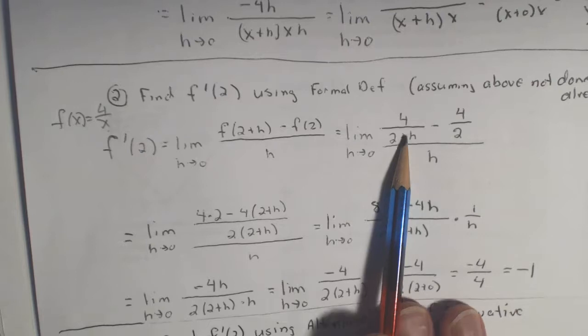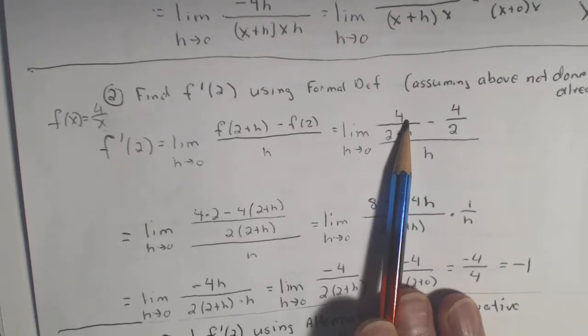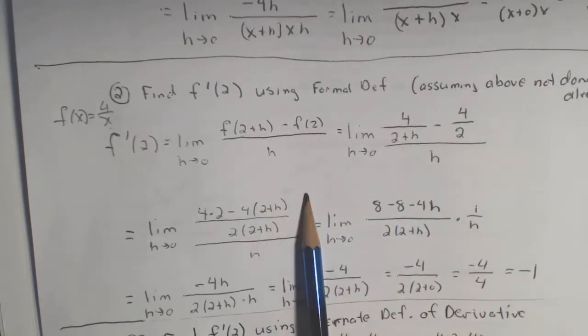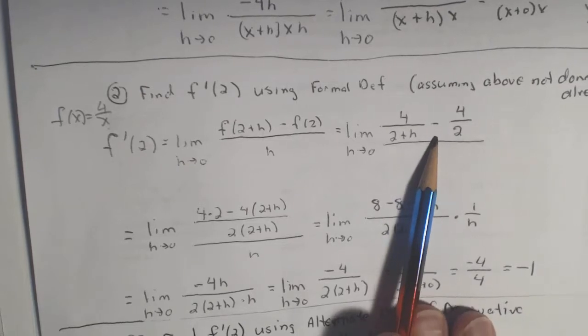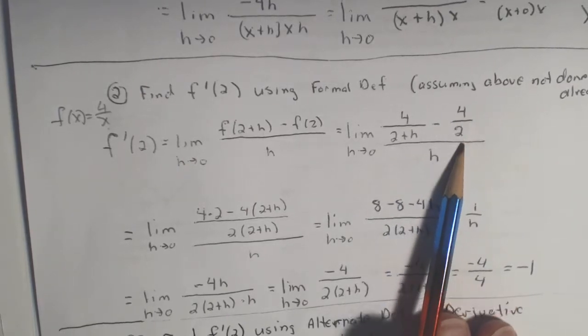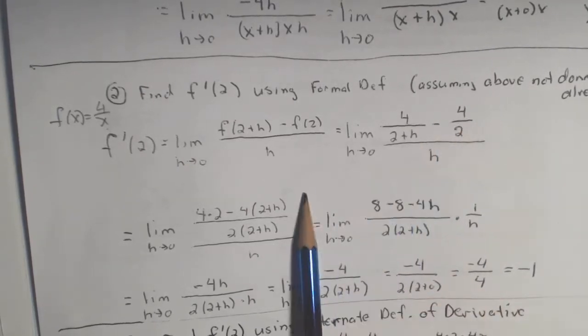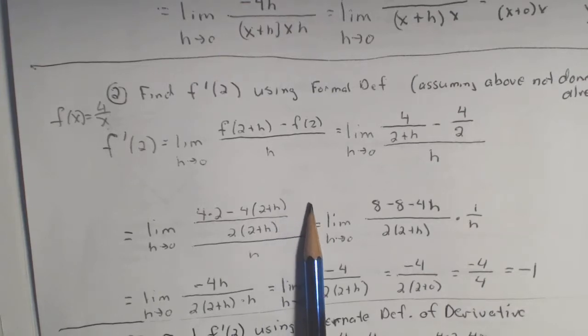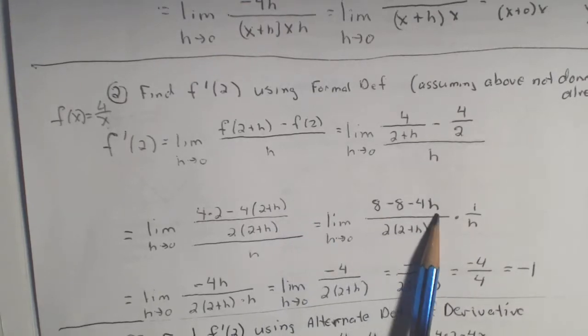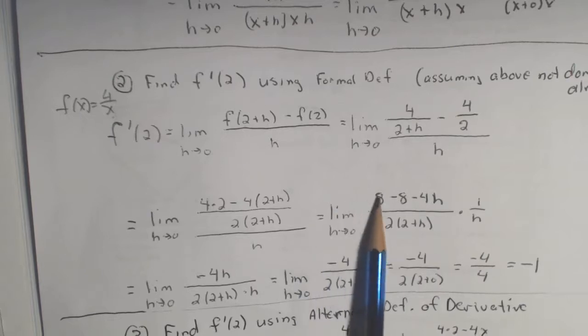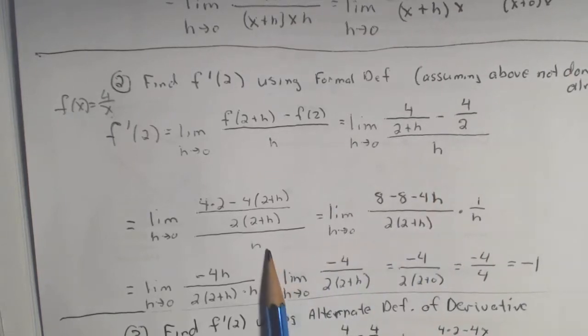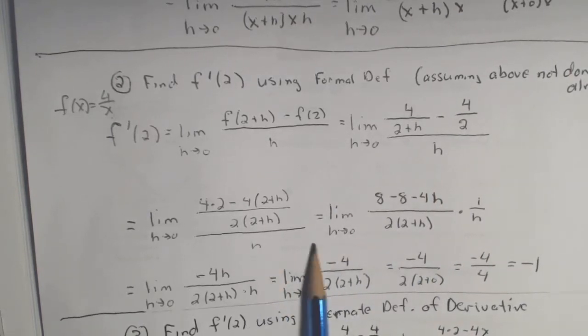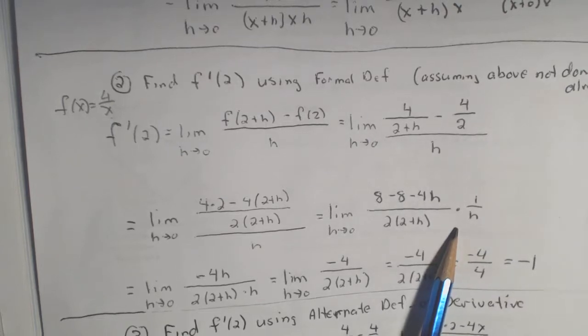So this numerator, I need to multiply by 2, because 2 times 4 is 8. And then you get minus, I've got to multiply this side by 2 plus h. So I get 4 times 2 plus h, which distributes to minus 8 minus 4h. I'm going to take the denominator like I did before, make that h over 1, flip them over and multiply. That gets me here.